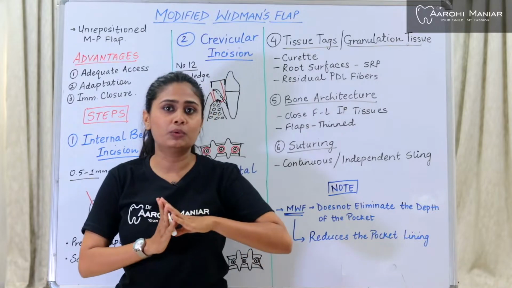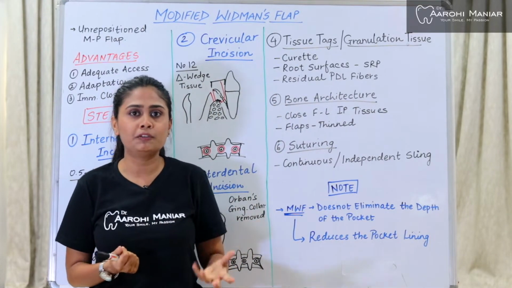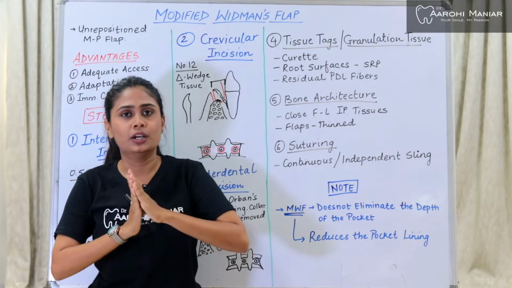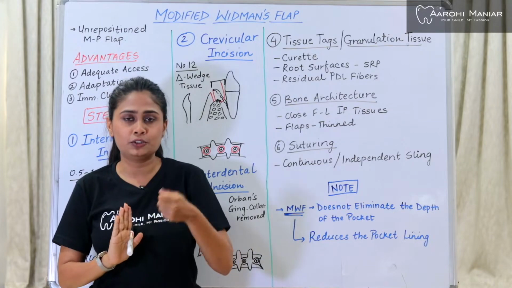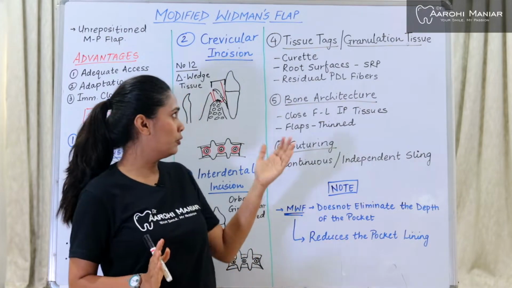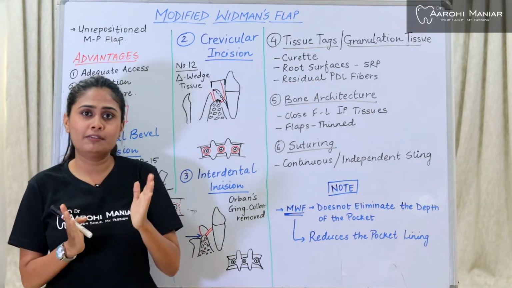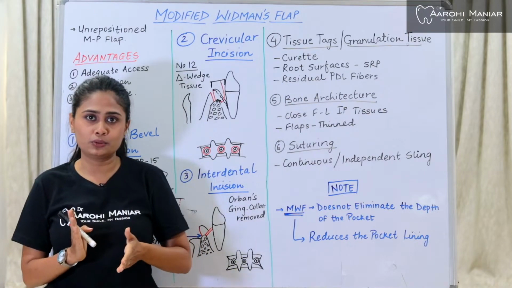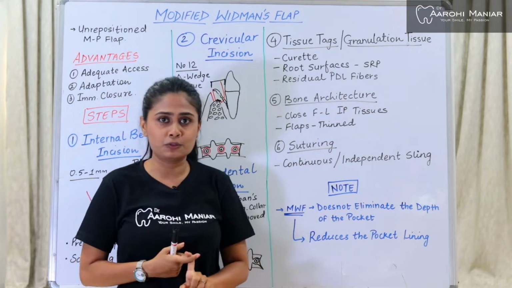Now what do we have to do once our flaps are reflected? First we have to remove the tissue tags and the granulation tissue. Once the flaps are separated, any tissue tags on the flap need to be removed along with the granulation tissue. Then we have gotten access to our root surface. On the root surface we need to do thorough scaling and root planing.